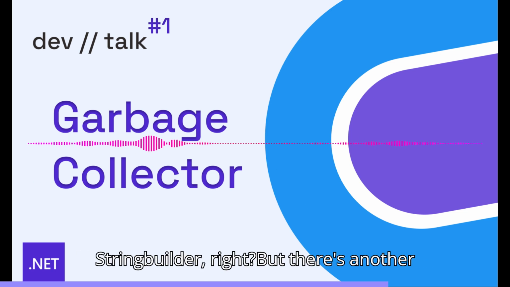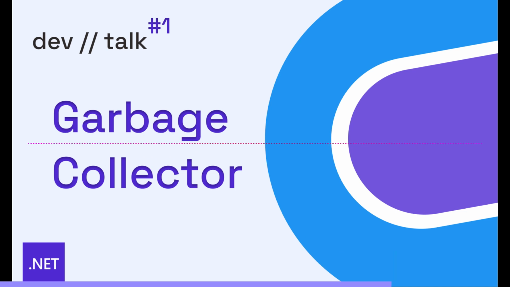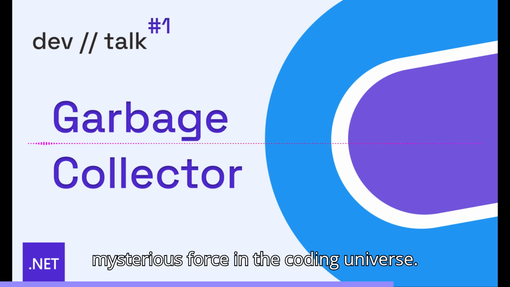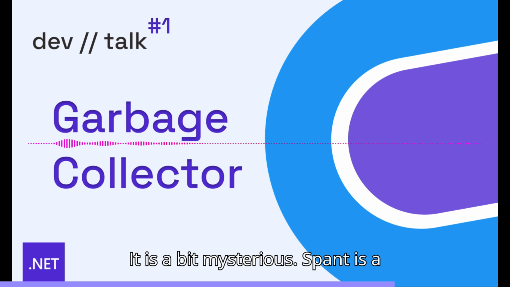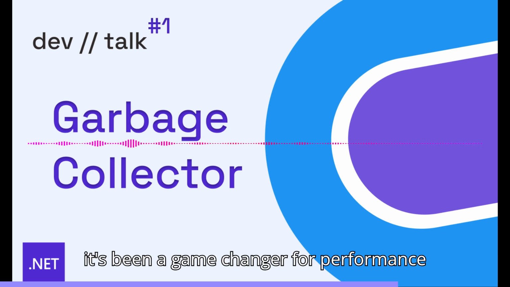We've touched on StringBuilder, but there's another powerful player in the .NET world that's worth exploring, Span. Ah, Span. I've heard whispers of this mysterious force in the coding universe. It is a bit mysterious. Span is a relatively new addition to .NET, and it's been a game changer for performance optimization.